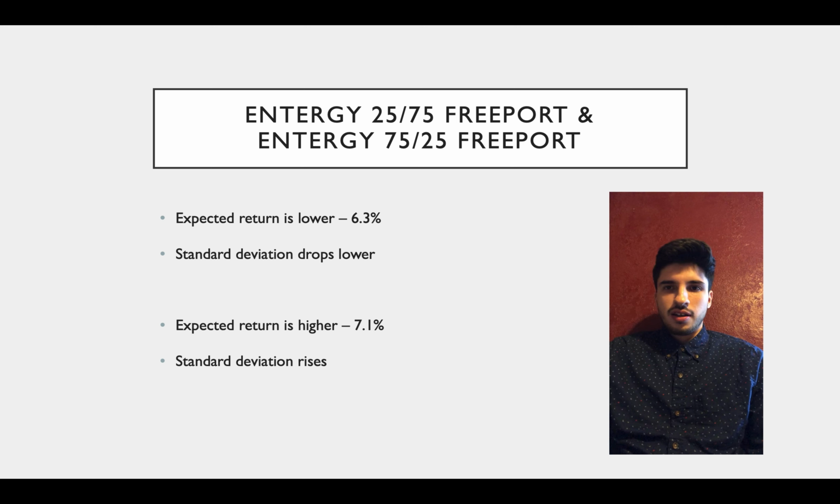Next, I'll talk about a portfolio consisting of 75% Entergy and 25% Freeport. The return for this portfolio was higher than the two previous, but the standard deviation rises, making it more risky than the other two portfolios.